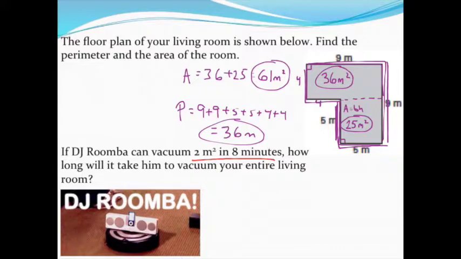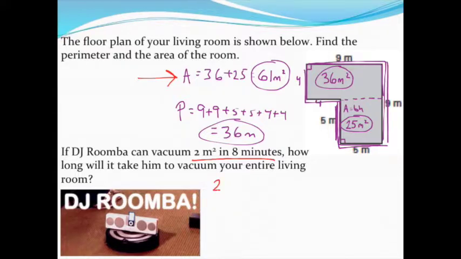Well, first question I need to figure out is whether I'm working with area or perimeter. Since the vacuum is cleaning the entire living room, not just the outside of it, I need to be working with area. So that's what I need to be using this time. There's, again, a few ways to do this problem, so if you have your own method that works out, go ahead and use it. But what I like to do is use a proportion problem.